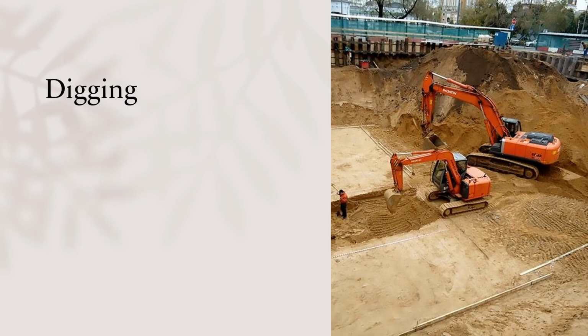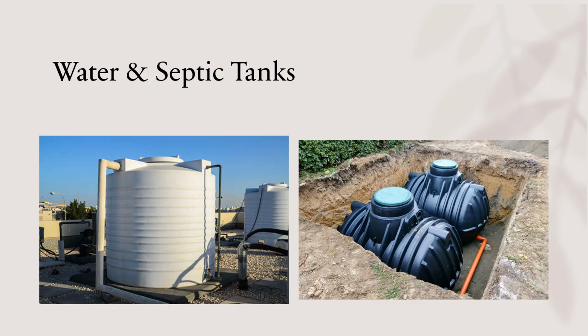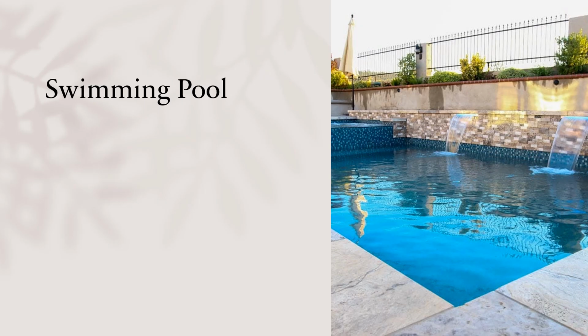The digging, of course, requires its own labor. It will be attached in the bill of quantities. These are the beams that we plan on using. These are water and septic tanks. They are all of a capacity of 2,000 liters. This is a swimming pool. Of course, a swimming pool requires a pool pump. A pool pump will be connected to the water tank.